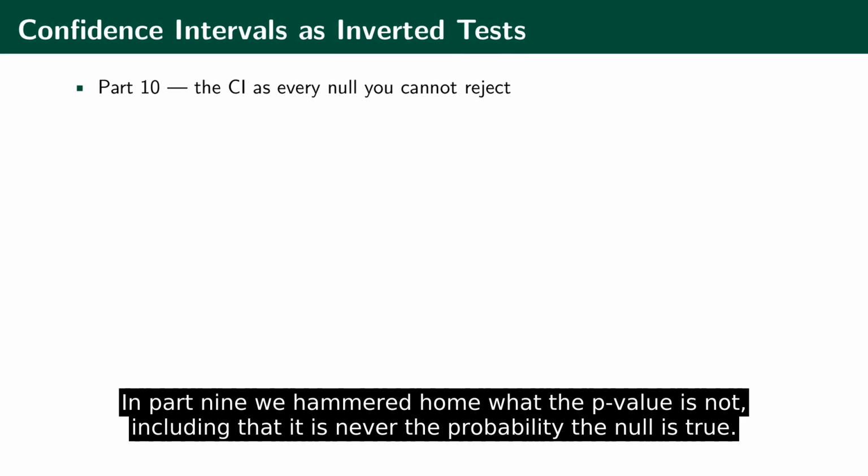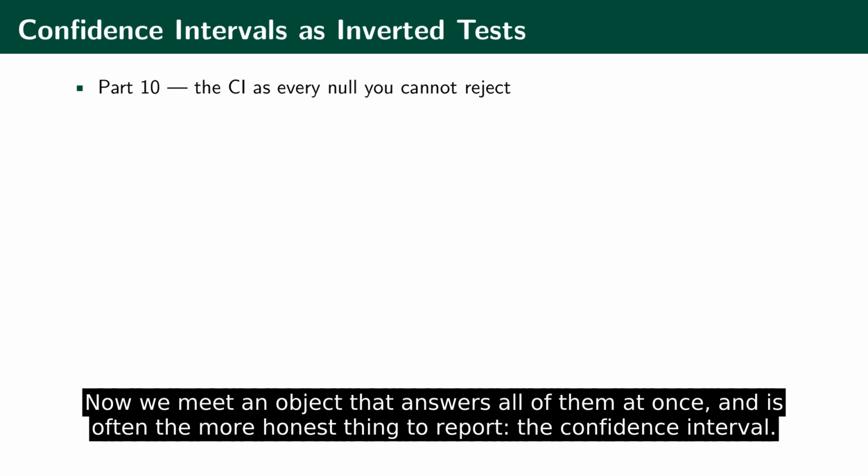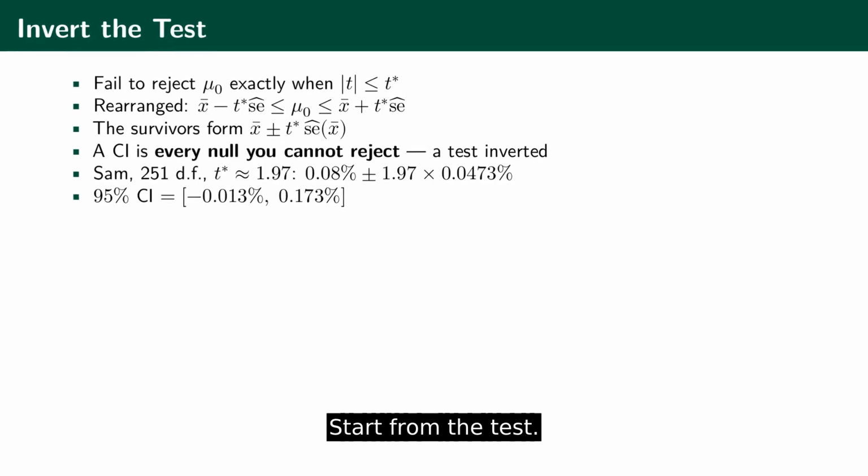In Part 9, we hammered home what the p-value is not, including that it is never the probability the null is true. A p-value answers one question: can I reject this particular null? Now we meet an object that answers all of them at once, and is often the more honest thing to report, the confidence interval. Start from the test.